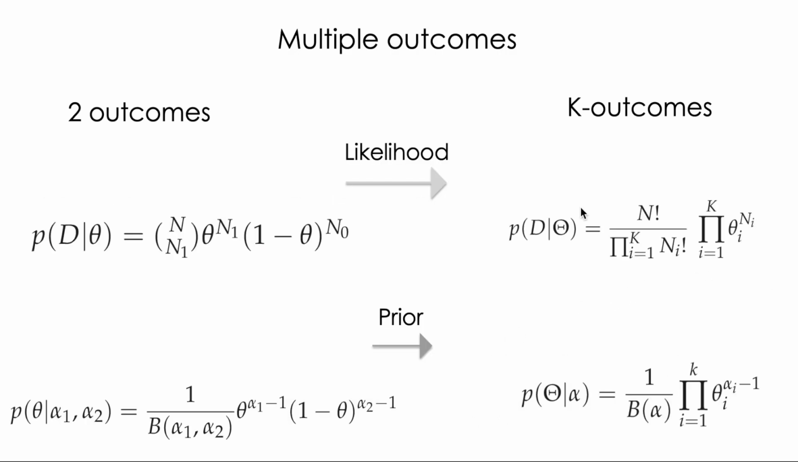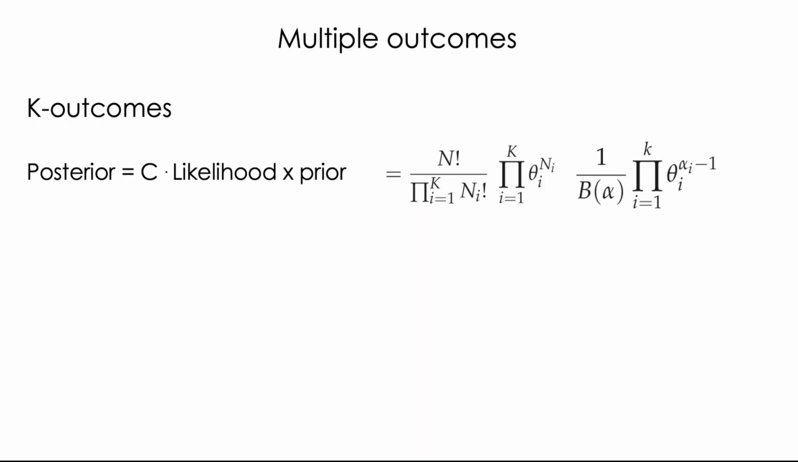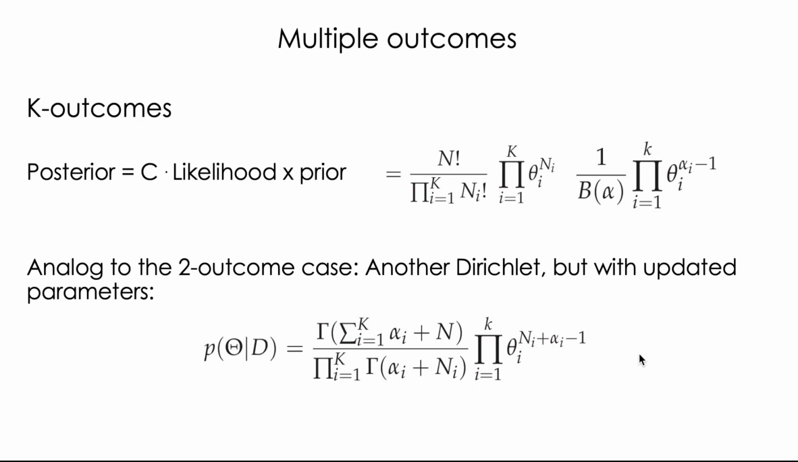Okay, so we have already the likelihood in k outcomes, we have the prior, now we need the posterior. And remember that in the 2 outcomes case, in the coin example, the posterior was another beta with these parameters. And we obtained this posterior by multiplying the likelihood times the prior, divided by a constant. So by multiplying our likelihood times the prior, we have this equation. And analogous to the 2 outcome case, this is going to be just another Dirichlet, but with updated parameters. It's going to be this equation.